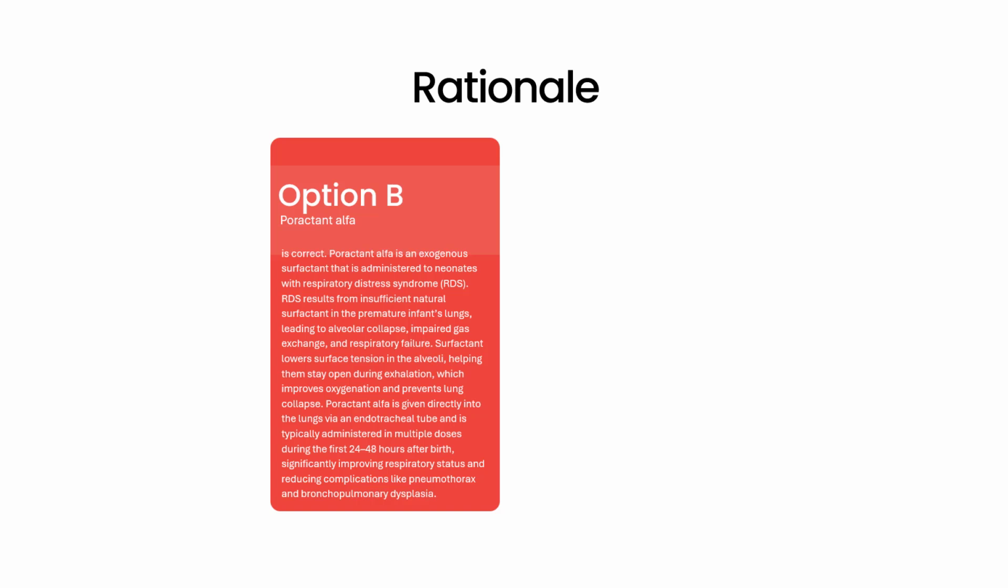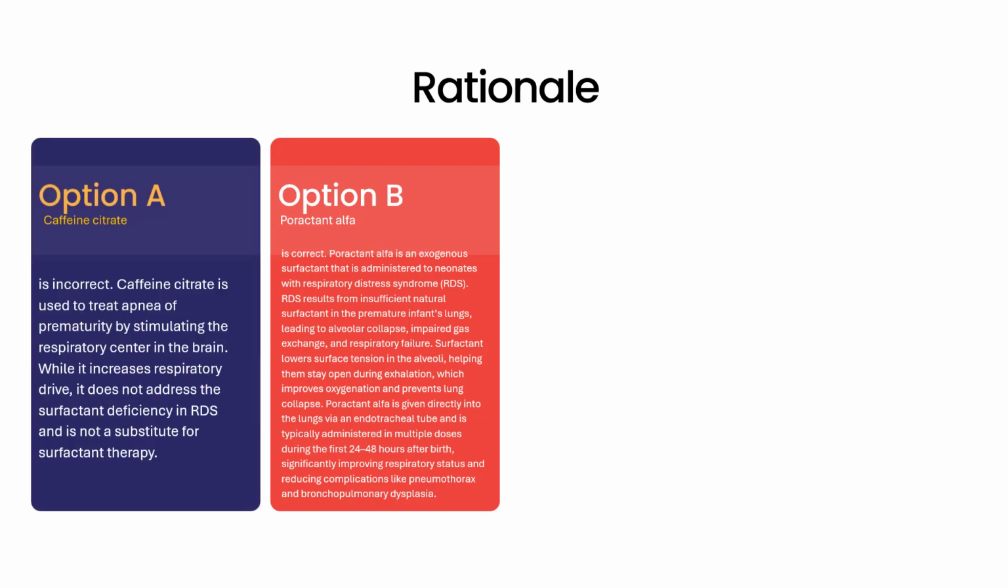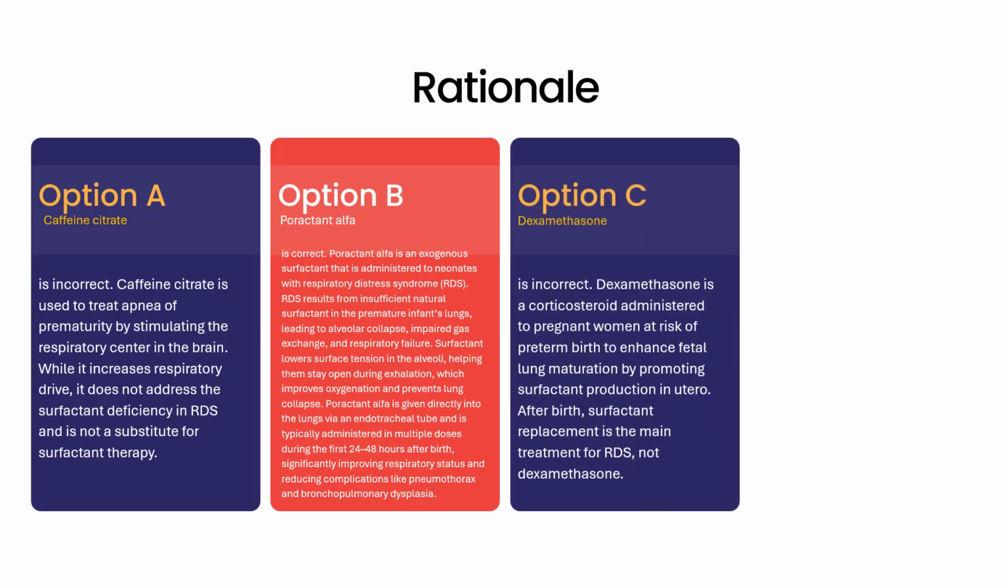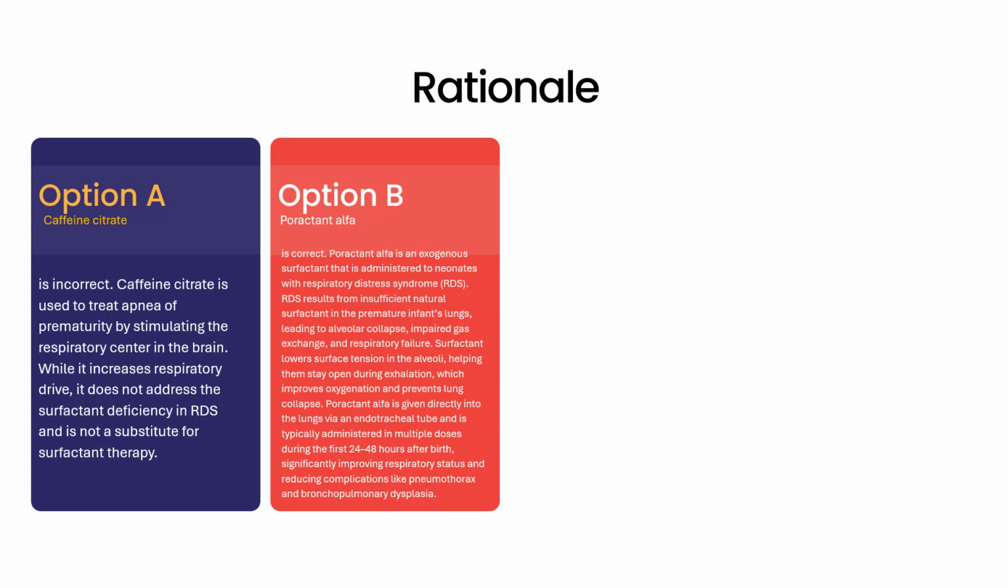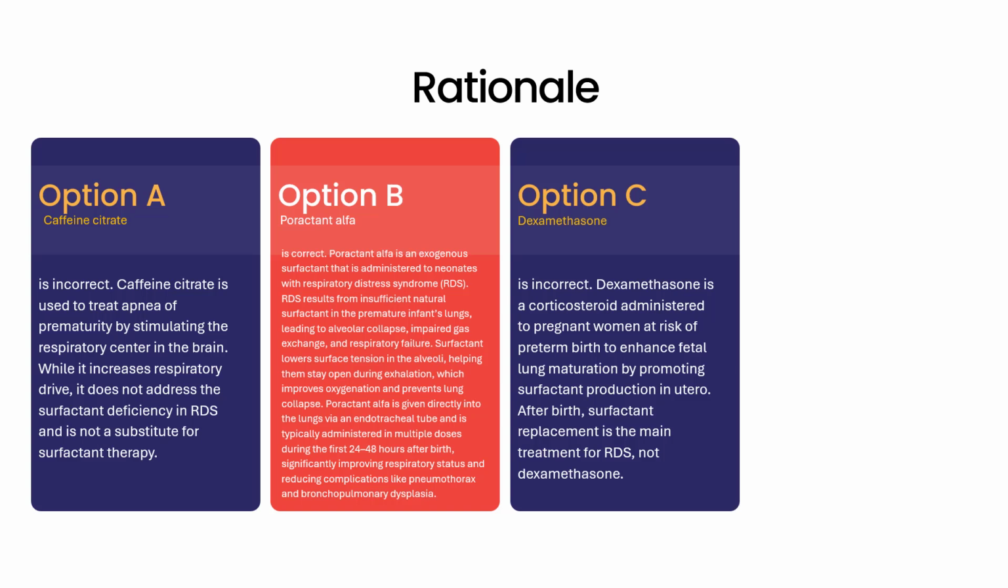A is incorrect. Caffeine citrate is used to treat apnea of prematurity by stimulating the respiratory center in the brain. While it increases respiratory drive, it does not address the surfactant deficiency in respiratory distress syndrome and is not a substitute for surfactant therapy.